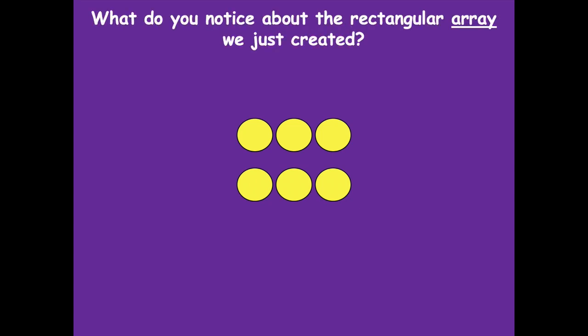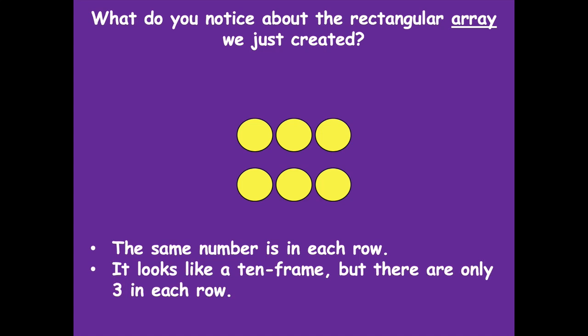Okay, so here's my 2 equal rows. What did you notice about the rectangular array that we just created? Well, the number is the same in each row. It looks like a 10 frame, but there are only 3 in each row. And there's 2 groups of 3. So friends, you can also think about this as a rectangular array because it's grouped into rows and columns, and it kind of looks like a rectangle, right?